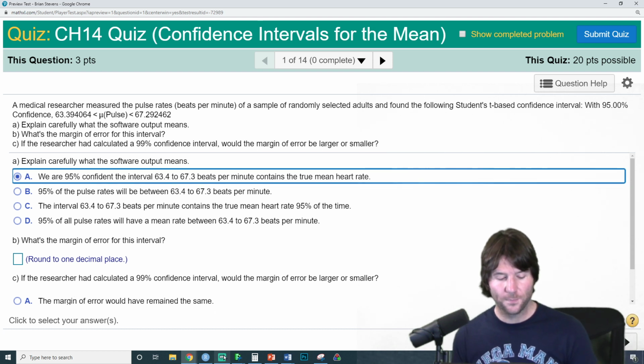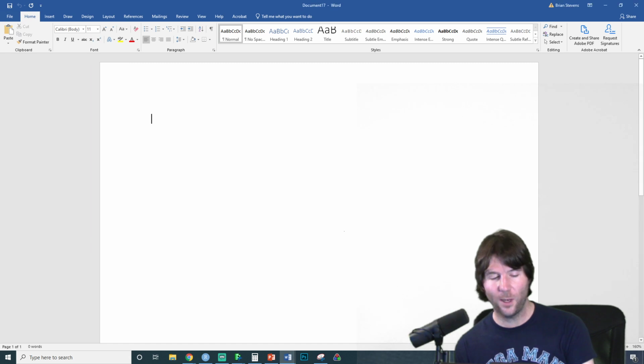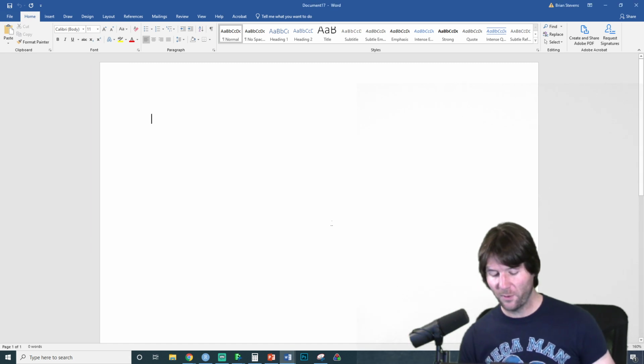What is the margin of error? Now this is a huge thing for the test. Calculating the margin of error is nice and easy. People might be like, how do you say that? Why would you say that, Brian? I want everyone to figure this out.